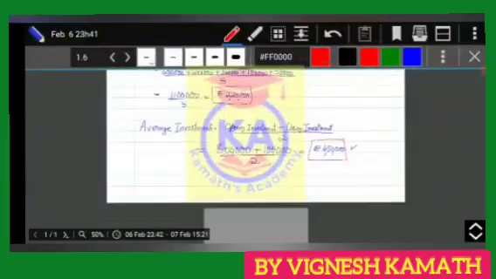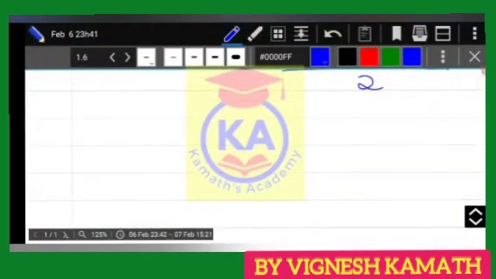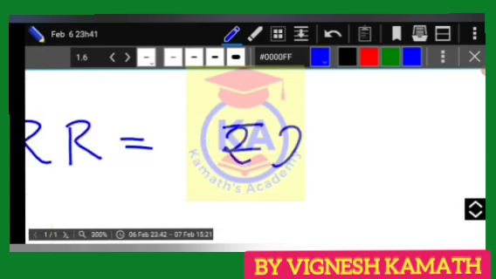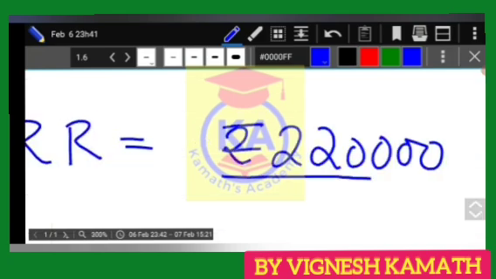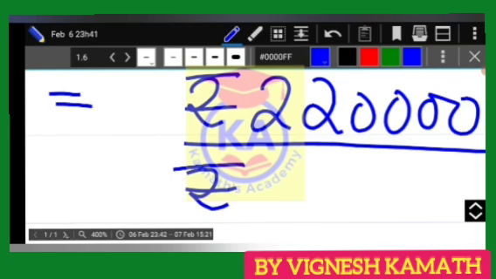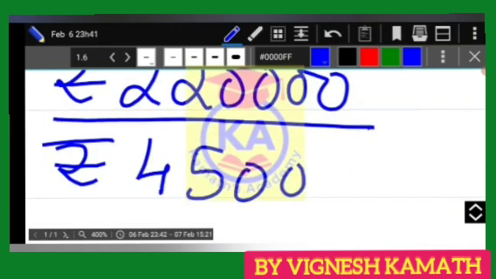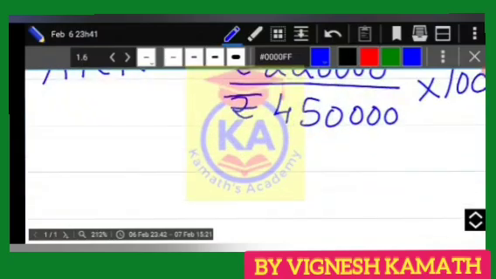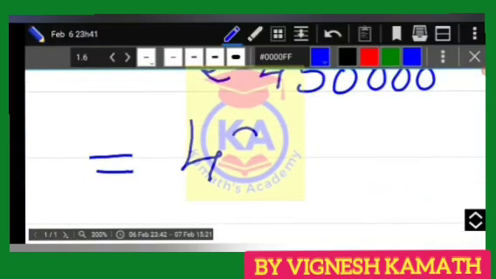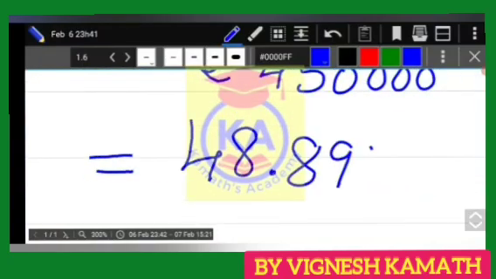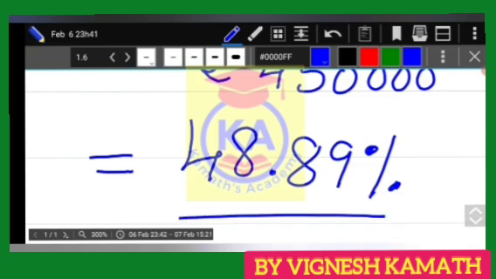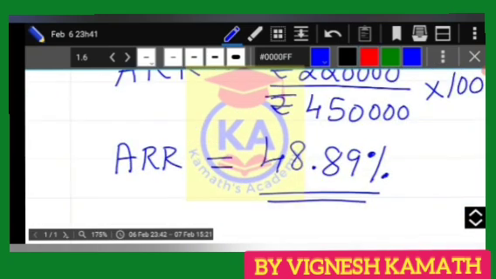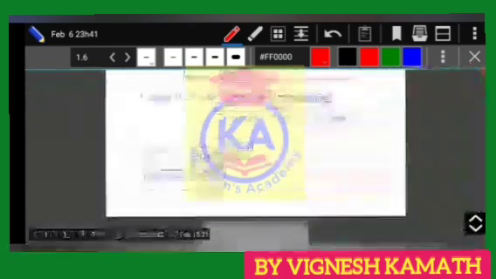So here, ARR is equal to rupees 2,20,000 divided by rupees 4,50,000, and the most important thing, into 100. That will give you 48.89 percentage. So this is the answer. This is the ARR. Remember to put percentage here. So this is the answer for the question.